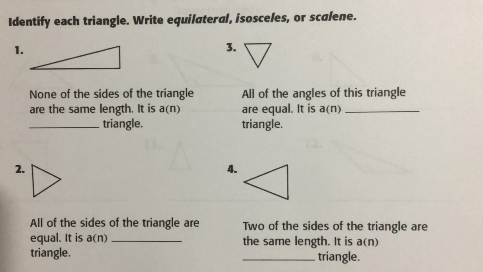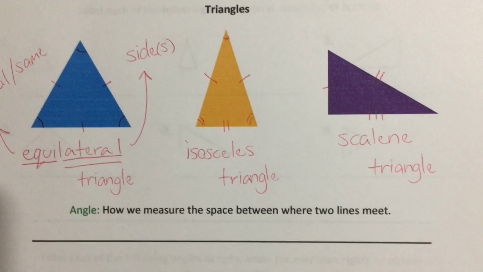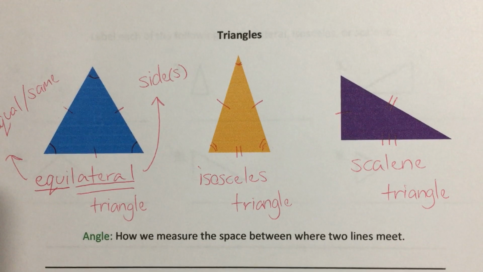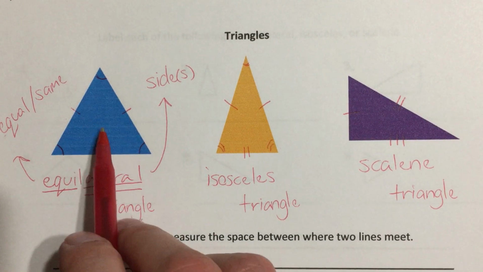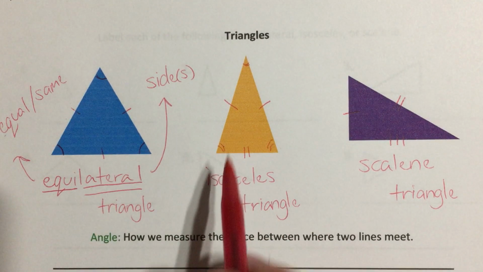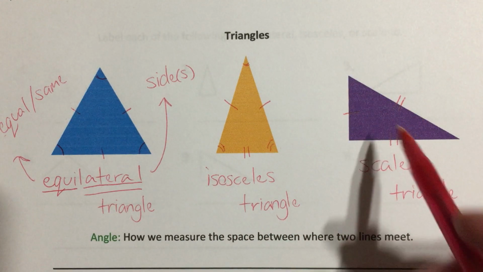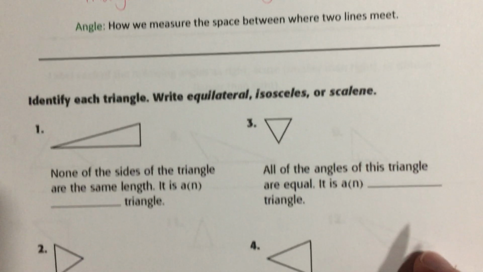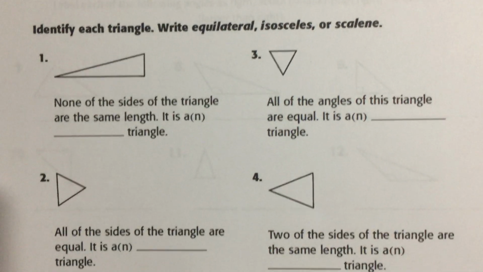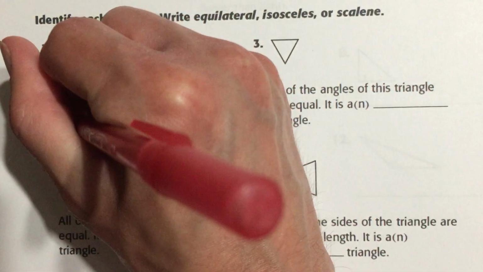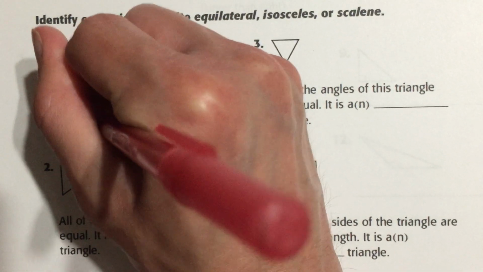So we think back, which one of these did we decide had all different lengths? Well, it's not that one because we know all 3 of them are the same length. Isosceles, 2 of them are. Scalene is the one that doesn't have any sides the same length. So we are going to go in here and write scalene on our line. Scalene triangle.